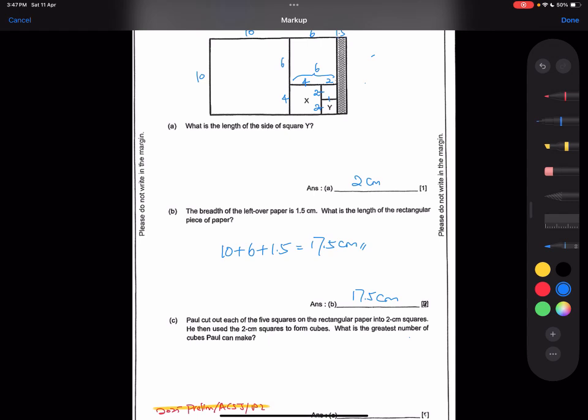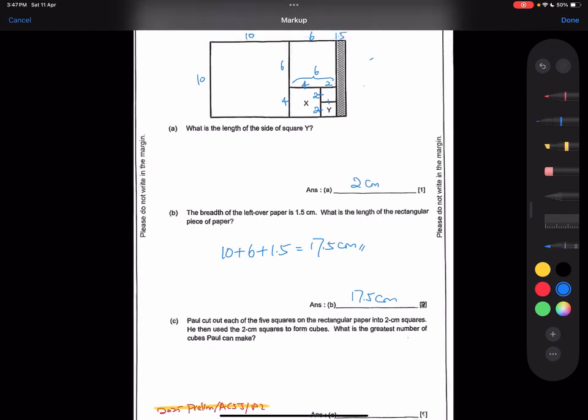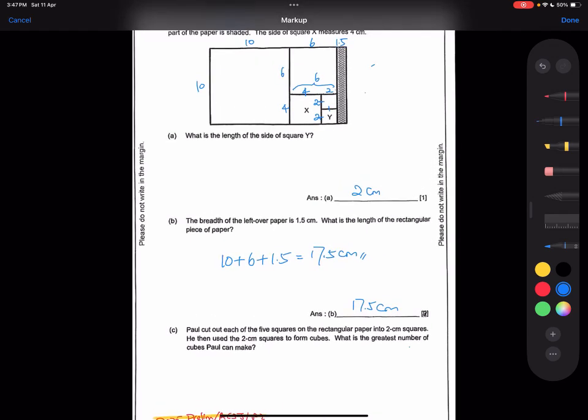Paul cut out each of the 5 squares on the rectangular paper into 2 cm squares. He then used the 2 cm squares to form cubes. What is the greatest number of cubes Paul can make? Now, given that if you take a look at the squares, the sides are all in even numbers. Okay, so that makes our life easier.